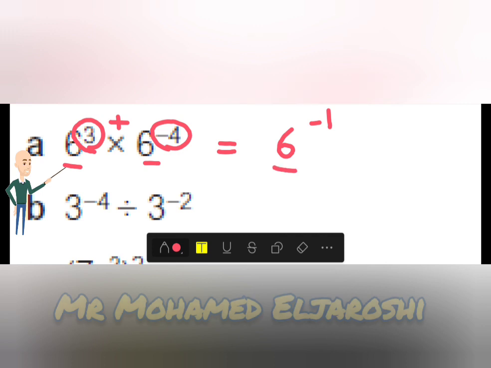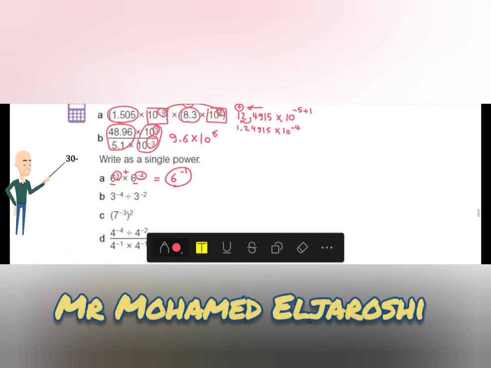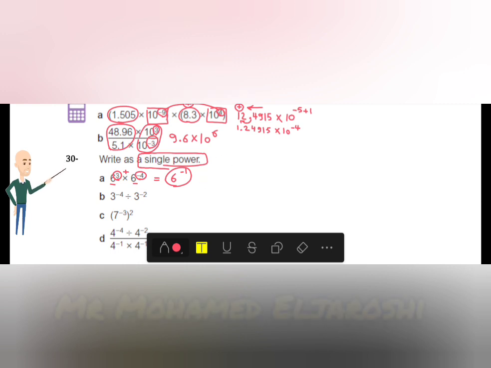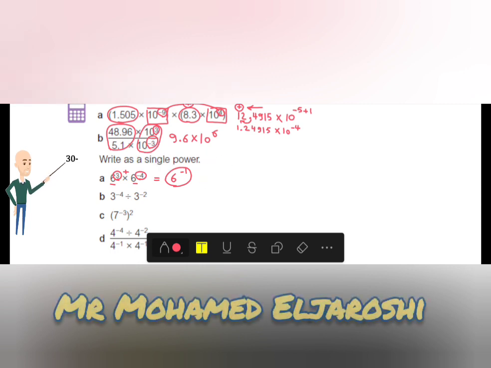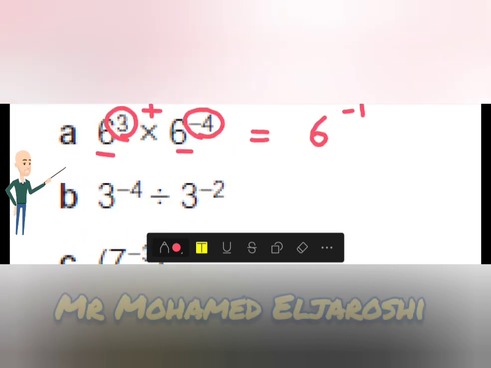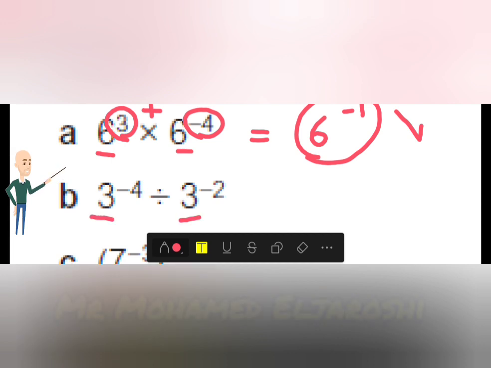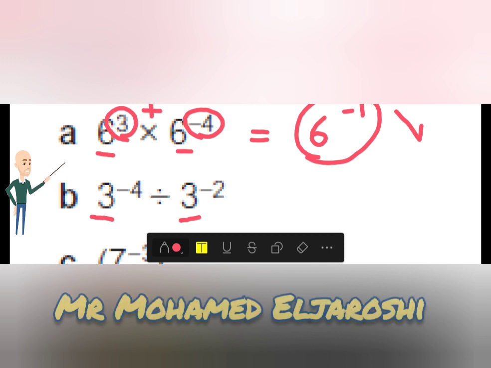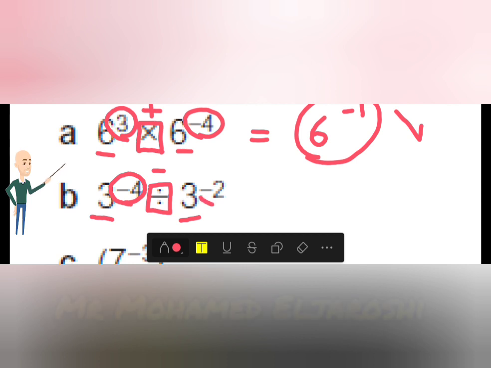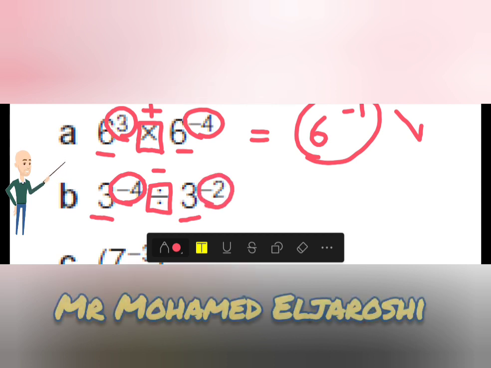So when you have an answer like this, because the question is write as a single power, it means they need this answer. Don't put it in the calculator and find the answer, okay? Now, this is the final answer, so it's good. Now, the next one, we have 3 power of negative 4 and 3 power of negative 2, and they are divided. So we said if they are multiplied, we're going to add the powers. But if they are divided, we're going to subtract the powers. So we're going to take this power and subtract them.